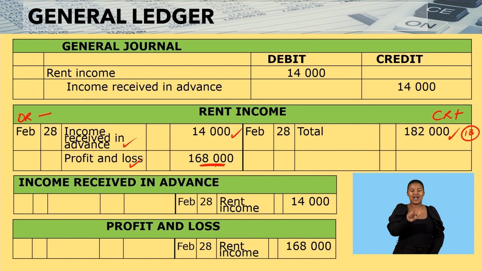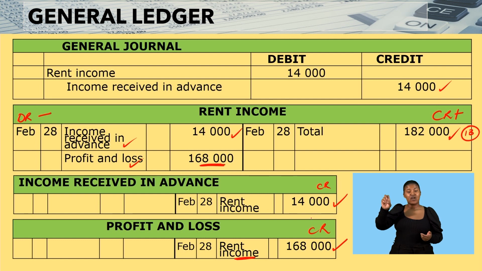To complete double entry, I'll come to my profit and loss, then I say 168,000 on the credit side because this is rent income. And then remember, we had income received in advance, which was credited 14,000. Therefore, I'll come to my income received in advance, then I credit 14,000. This is how you do it in the general ledger.